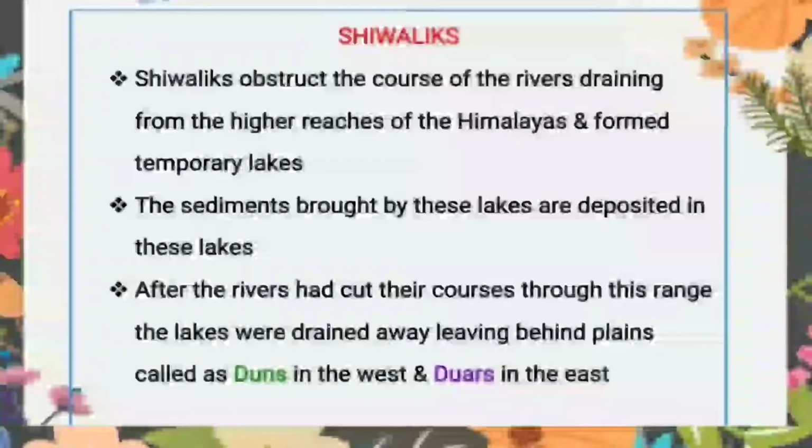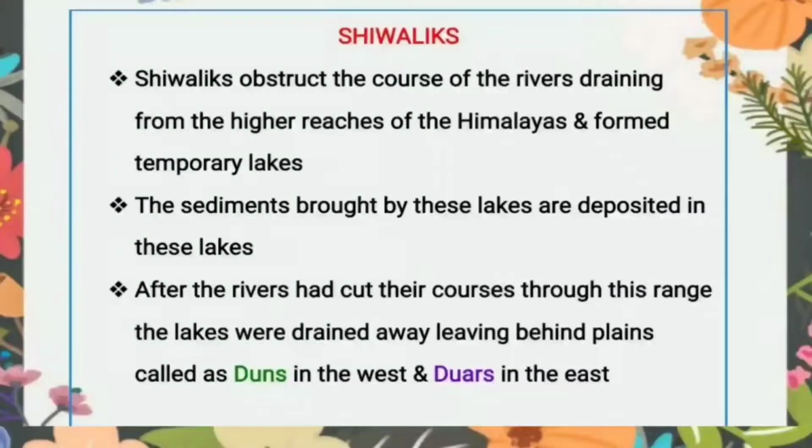Moving forward, Shivaliks are obstructed by the course of rivers which are draining from the higher reaches of the Himalayas. These rivers form some temporary lakes. Sediments are deposited in these lakes, and after the rivers had cut their courses through this range, the lakes were drained away, leaving behind the plains. And those plains are called dunes in the west and dwars in the east.